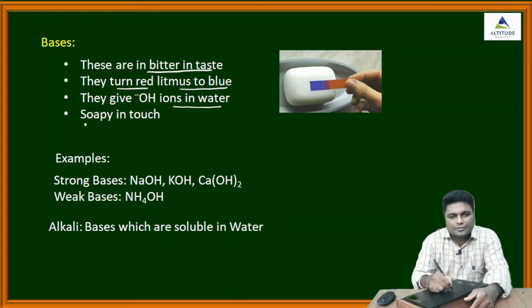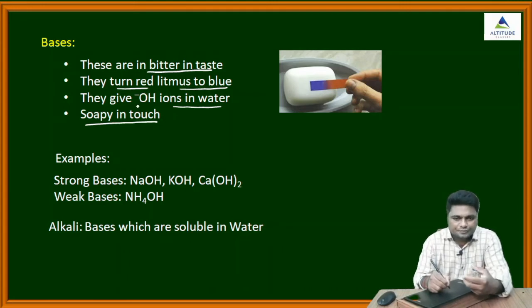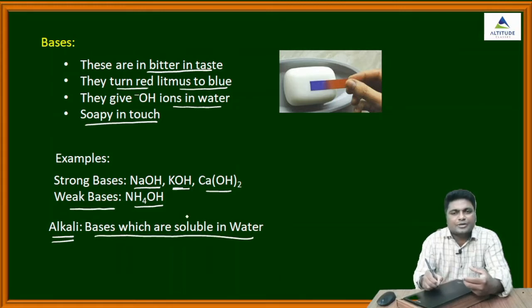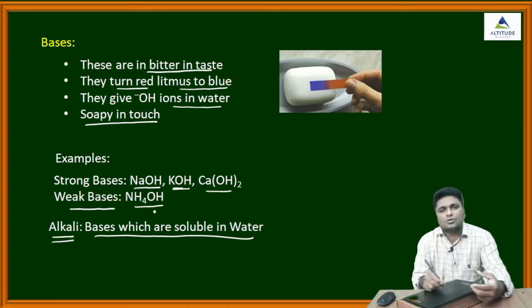So normally bases are soapy to touch. You must have seen when you touch sodium hydroxide in your laboratory, you feel a soapy touch. Now see some examples of strong bases: sodium hydroxide, potassium hydroxide, and calcium hydroxide. A weak base is ammonium hydroxide. Sometimes they will say alkali. Alkali means these are also bases, but these bases are soluble in water. The base which is soluble in water is known as alkali.